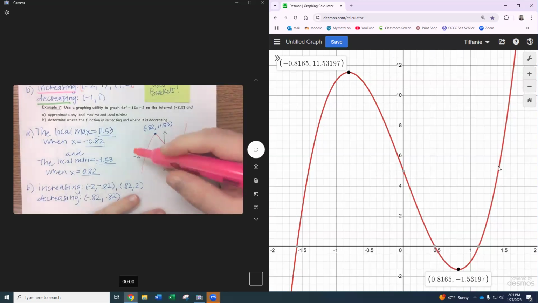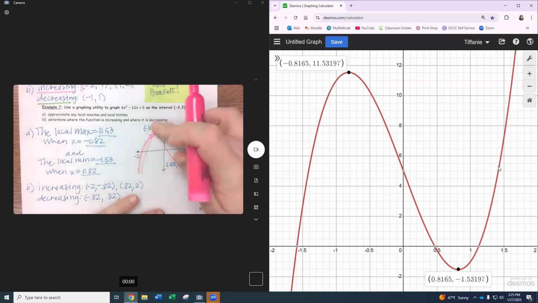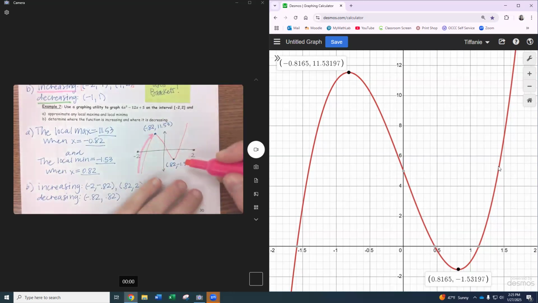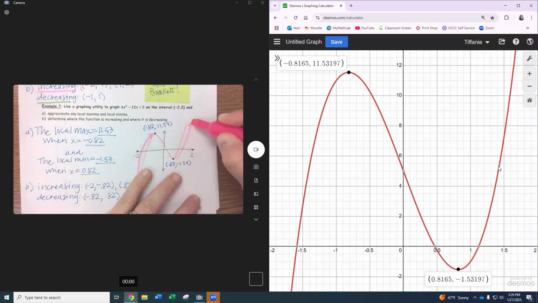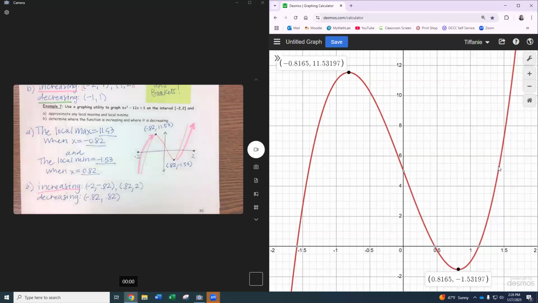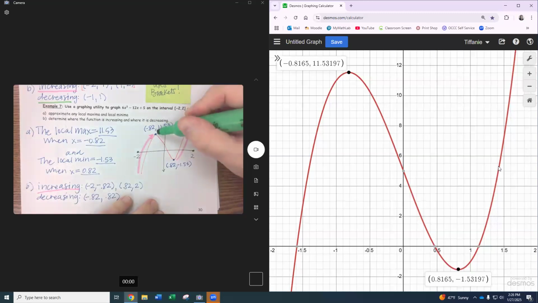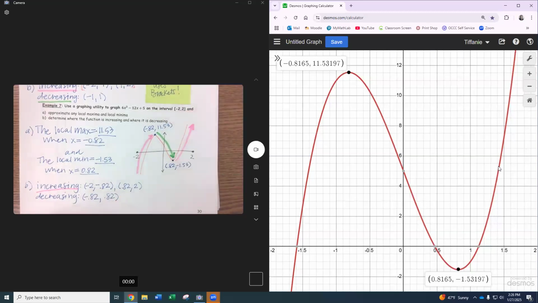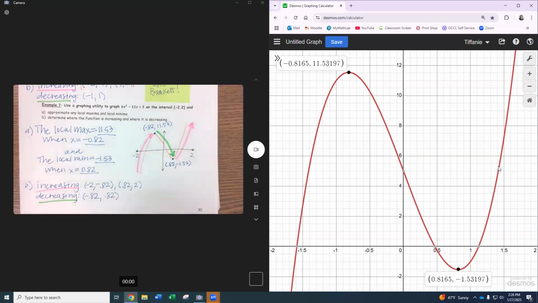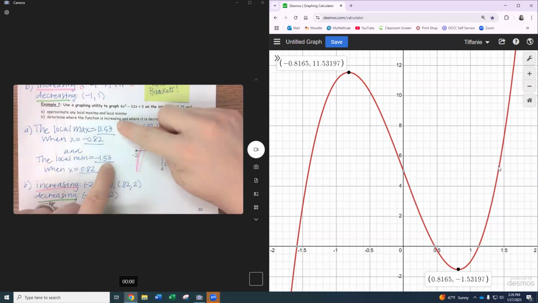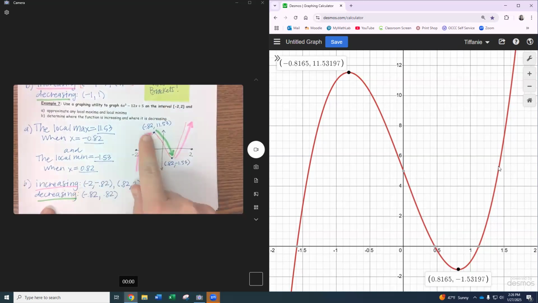So my increasing intervals is -2 to -0.82, and then 0.82 to 2. So there is my increasing. So then decreasing is everything between that. Starts here and it's coming down. And so my decreasing interval is from -0.82 to 0.82. Max and min, focus on the Y coordinates. Increasing and decreasing, focus on those X coordinates.